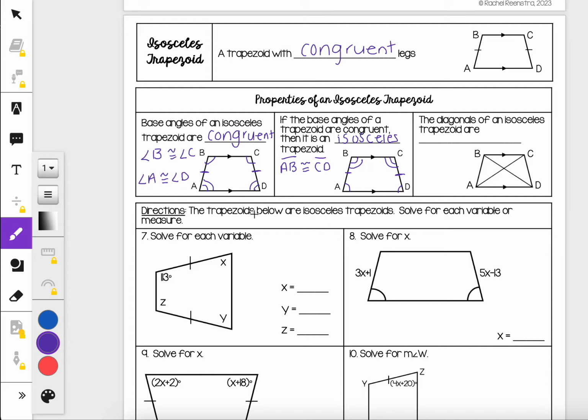Okay, and then the last property of isosceles trapezoids is that the diagonals are congruent. So here, segment AC would be congruent to segment BD. Okay, so those are our three properties for isosceles trapezoids that are not necessarily true about regular trapezoids.